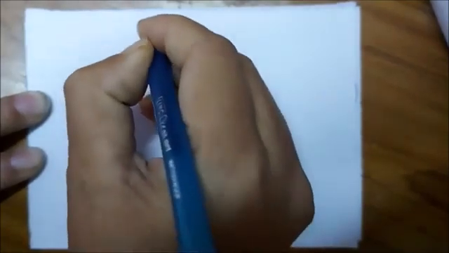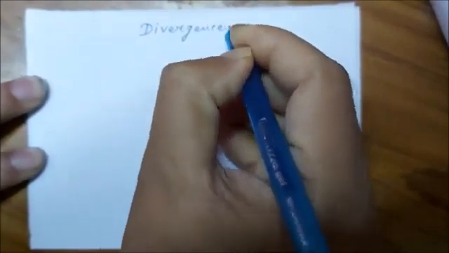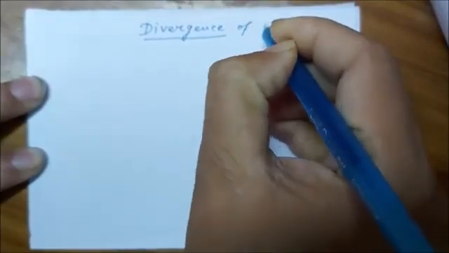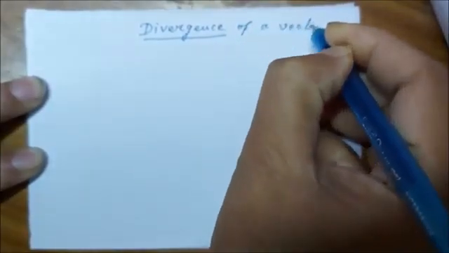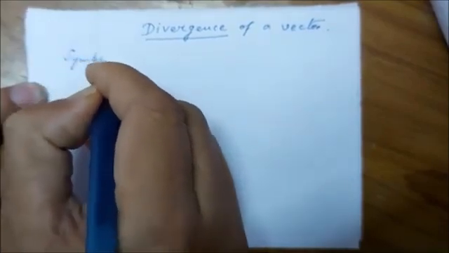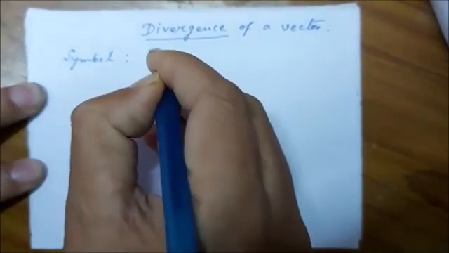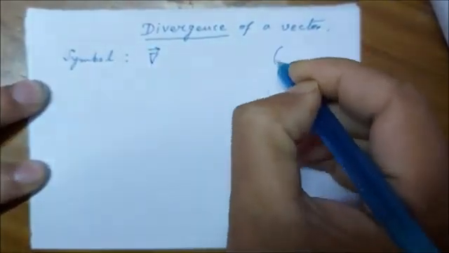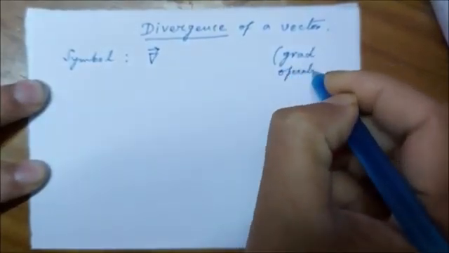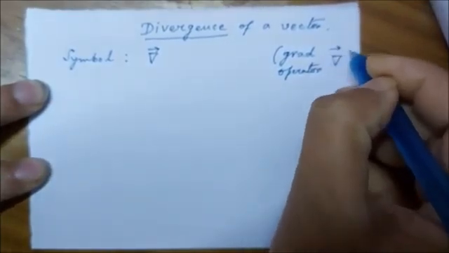We shall discuss today what we mean by divergence of a vector. The symbol of divergence is, this is the grad symbol. The grad operator or nabla operator is denoted by this symbol.